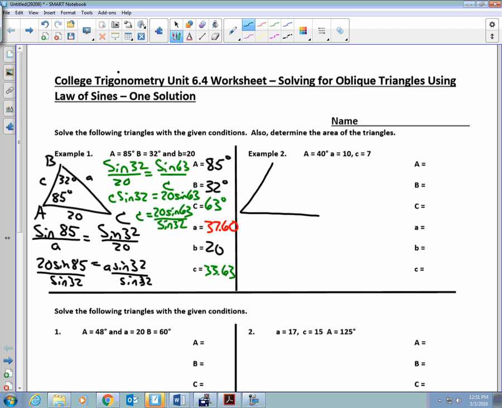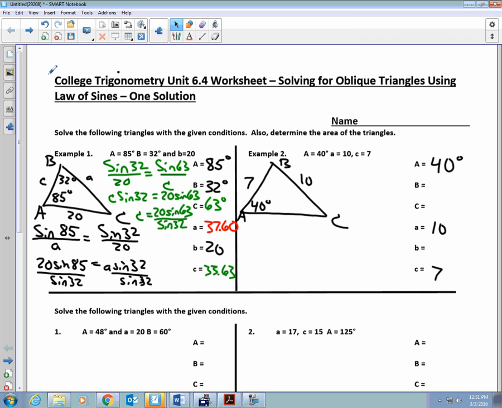Set up my triangle. A, B, C. A is 40 degrees, side A is 10, side C is 7. Here's the problem, folks. What'd you say? We have two sides. What kind of triangle is this? Side-side angle. The angle is not between the two sides. If it was angle B, then it would be between the two sides, correct?